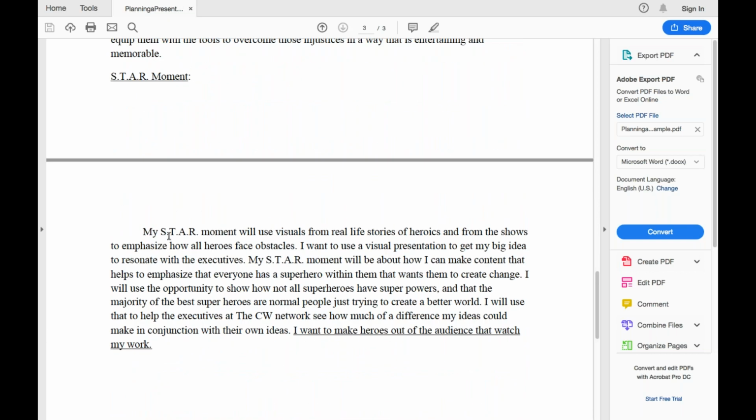And this is how they said they're going to grab the person's attention, how they're going to try to get them to remember them. They will use visuals from real life stories of heroes and from the shows to emphasize how all heroes face obstacles. I want to use a visual presentation to get my big idea to resonate with the executives. My star moment will be about how I can make the content that helps to emphasize that everyone has a superhero within them that wants them to create change.